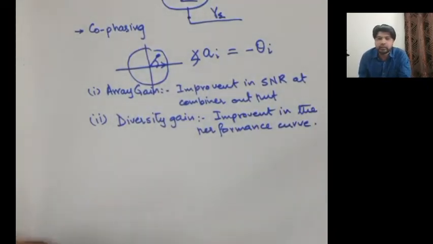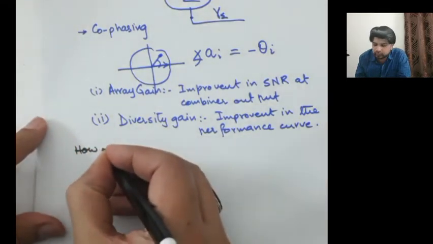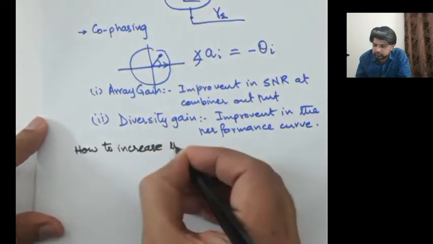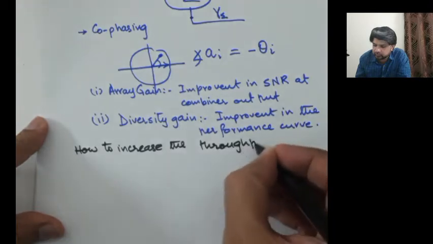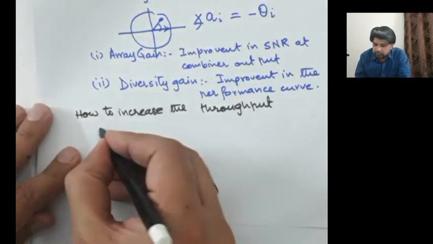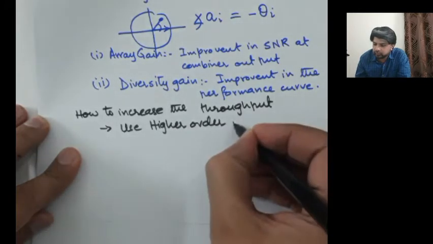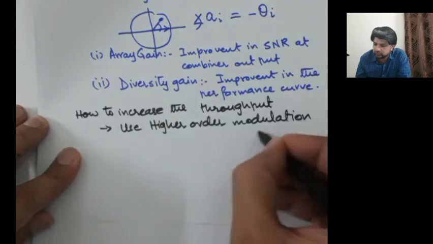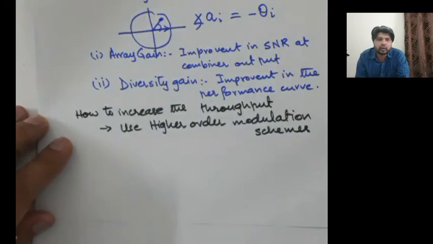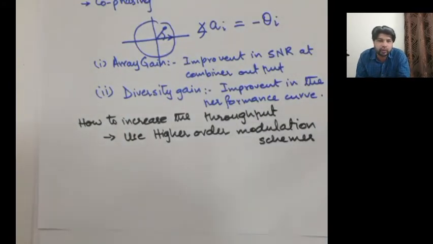So the main question is how to increase the throughput. And one way is to use higher order modulation schemes, as we are getting an improved signal to noise ratio. So we would be able to make use of higher order modulation schemes, as typically higher order modulation schemes require higher signal to noise ratio to achieve the same bit error rate performance. And as you would get that gain from diversity combining, you would be able to make use of higher order modulation schemes for a given bit error rate performance. So that is one way to improve the throughput.